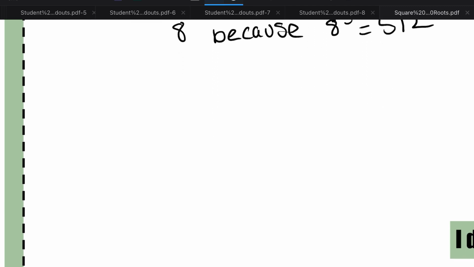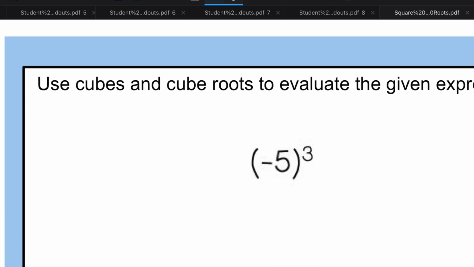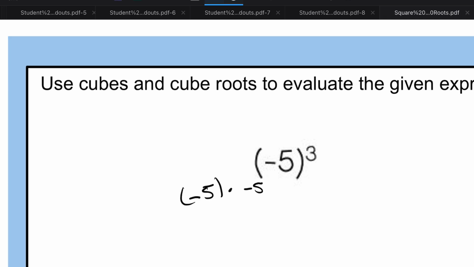We have negative 5 to the thirds. So the negative is included in our parentheses, so each 5 is going to have that negative. If the negative was not in the parentheses, that negative would just be outside it, and we would solve the problem and then add the negative back in.